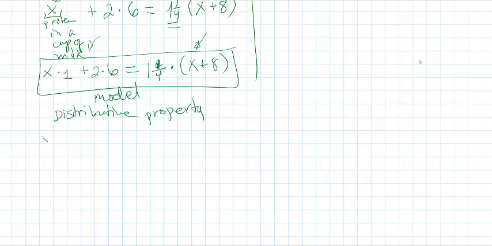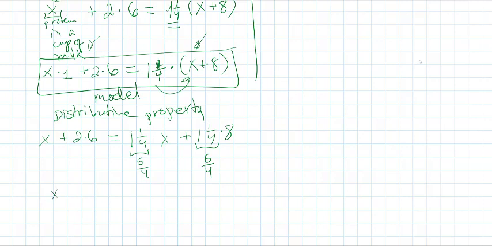So here on the left-hand side we have x plus 2 times 6 equals, and now let's open these parentheses. We have 1.25 times x plus 1.25 times 8. That is the distributive property. Let's simplify this some more by writing out our fraction as an improper fraction. 1.25 is 5 quarters, right? Because 1 is 4 quarters, so we add that up.